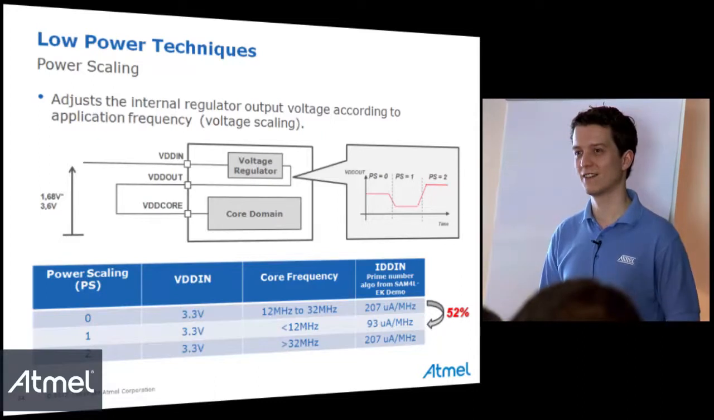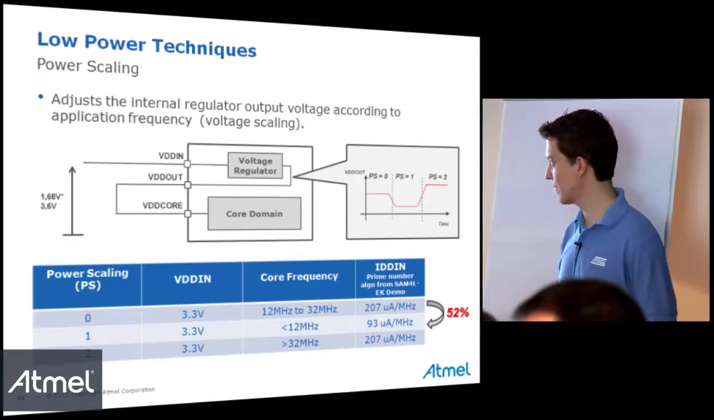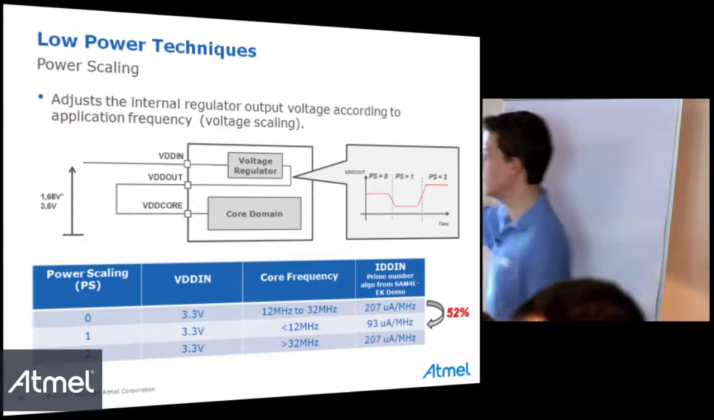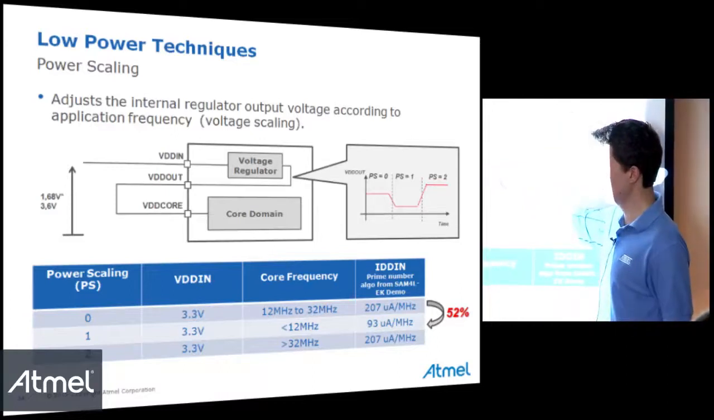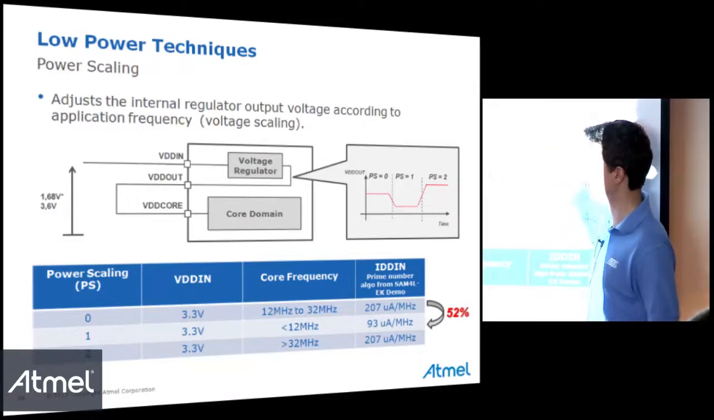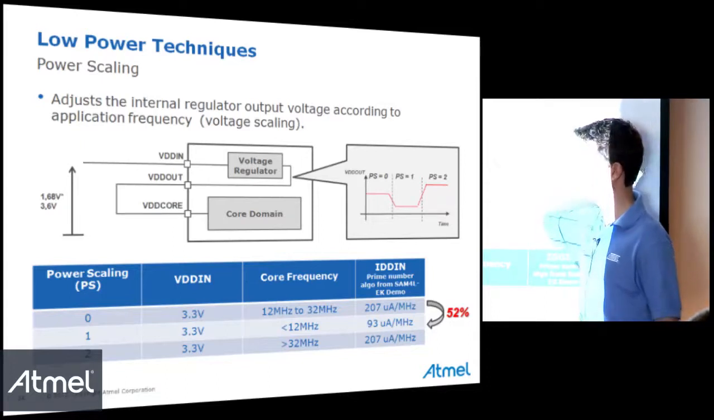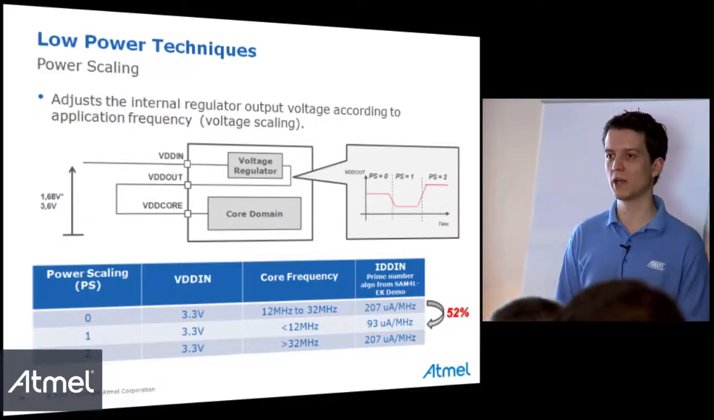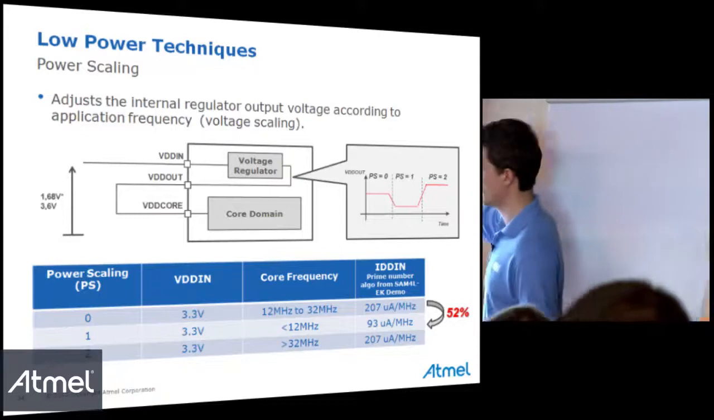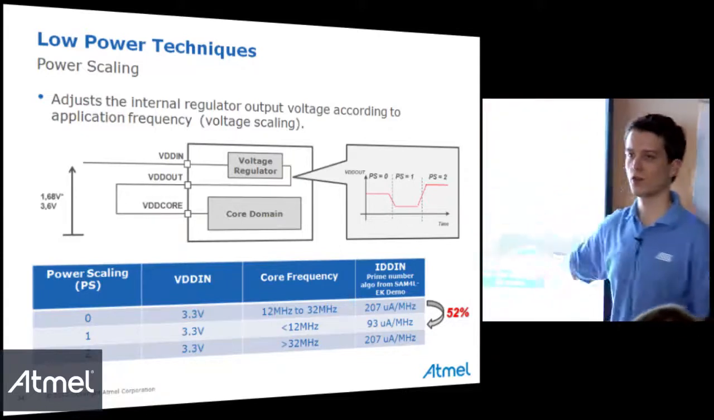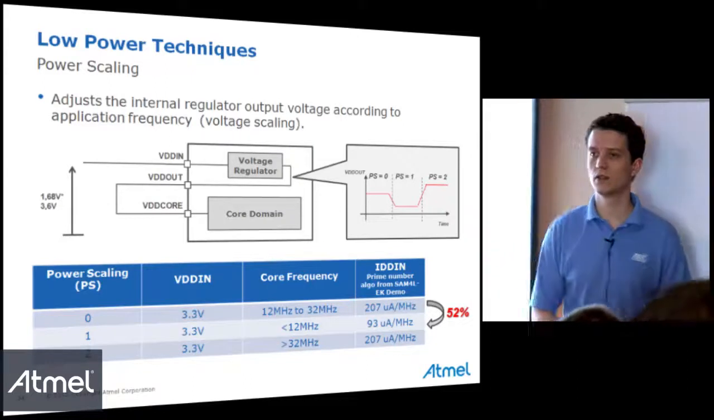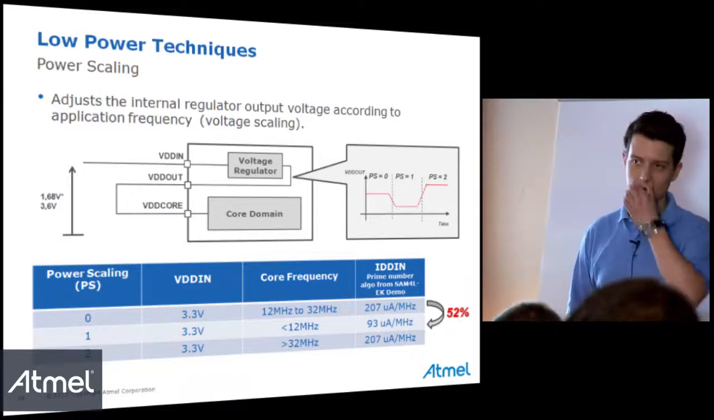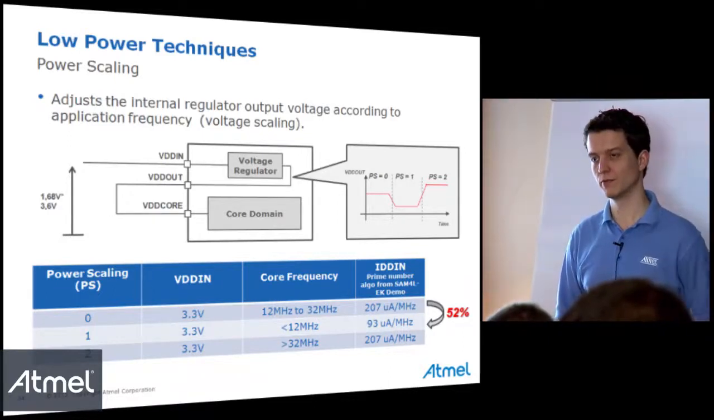And this is only for the core, not for the peripherals. If I have my peripheral at a higher frequency, for PWM, it's only for the core, because it's a dual voltage regulator, but it only impacts the VDD core output. Peripherals will not be impacted because they are supplied by the second line. So it only impacts the core.